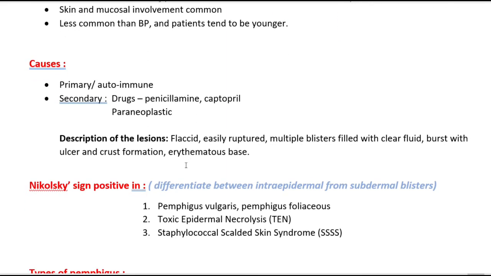What is the description of the lesion of pemphigus? The typical description of pemphigus is that the lesions are flaccid, easily ruptured, multiple blisters, filled with clear fluid, and burst with ulcer and crust formation, with erythematous edge.